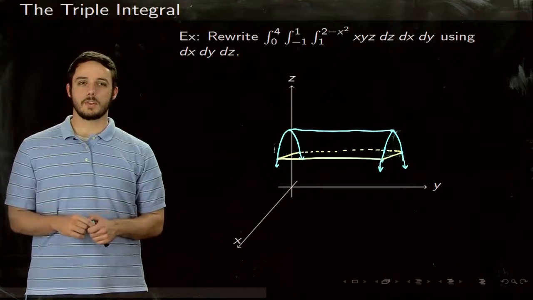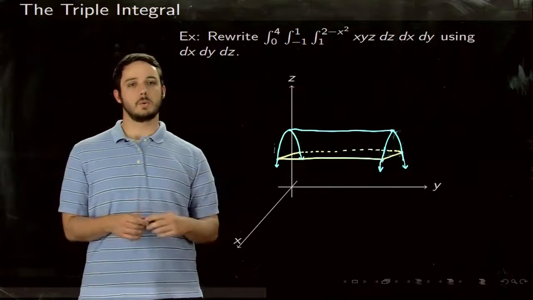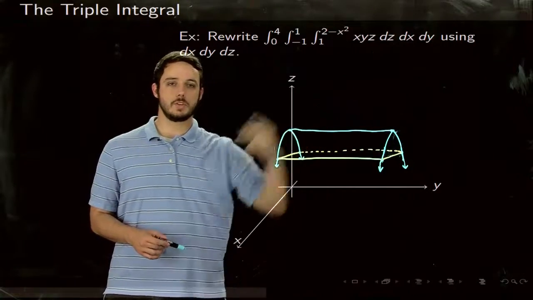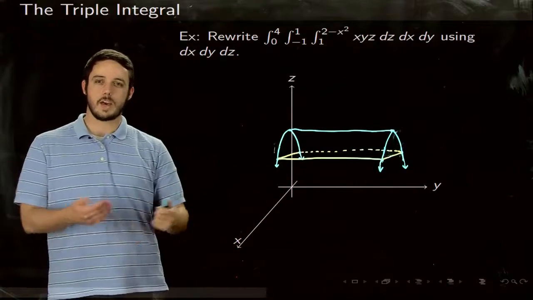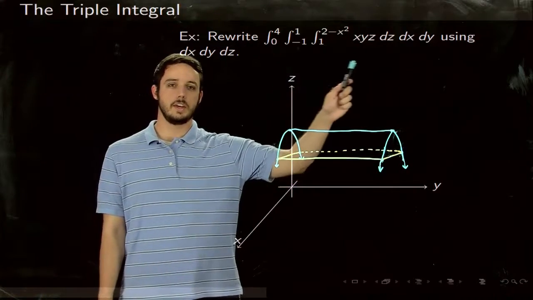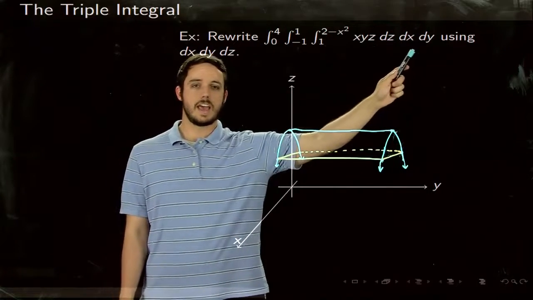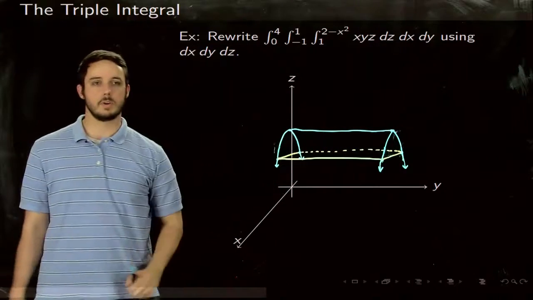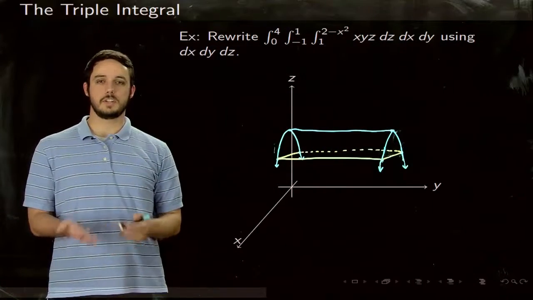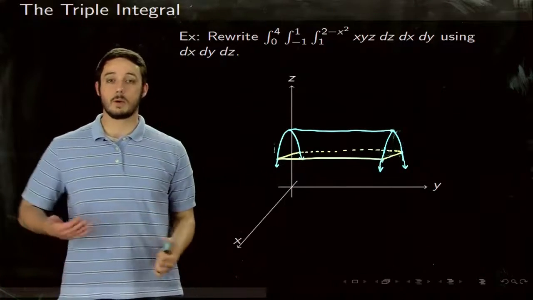Now, just like with a double integral, we might sometimes need to do the integral in a different order, changing the order of the variables. So suppose we have this integral where we're integrating xyz with respect to z first for these bounds, then x next from -1 to 1, and then y third from 0 to 4. And suppose instead we want to do this in a different order. Suppose we want to do x first, then y, then z. How would we do this?